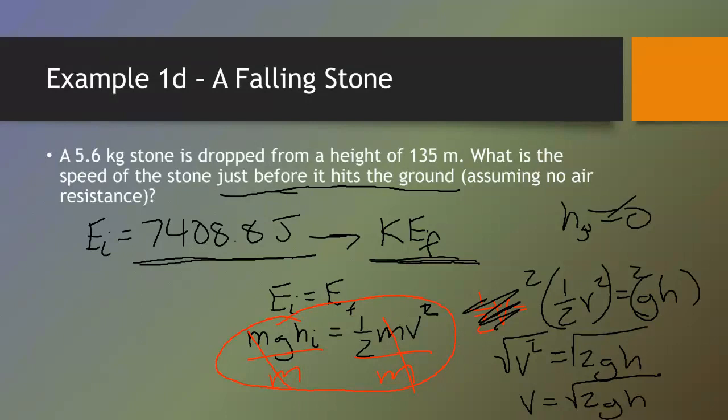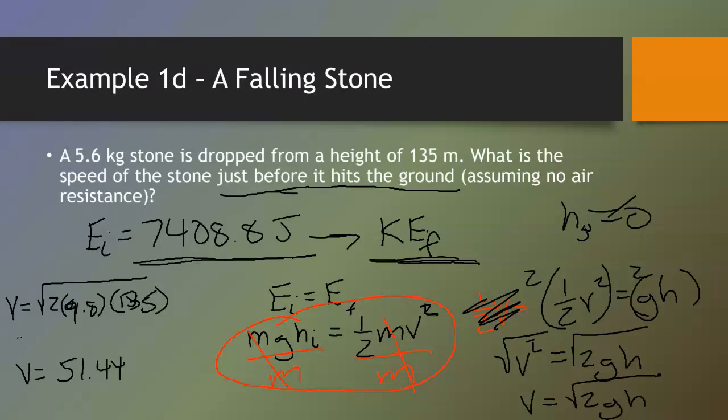And so if we want to know the velocity just before it hits the ground, when all of the potential energy has been converted into kinetic energy, then we just want to find the square root of 2 times 9.8 times 135, which when you calculate it should give you 51 something. The velocity will equal 51.44 meters per second.